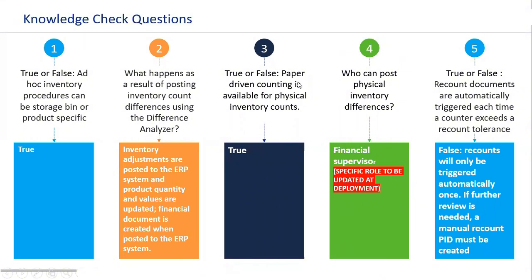True or false, paper-driven counting is available for physical inventory. That's true. You can print a paper version of the physical inventory documents. Who can post physical inventory documents within the difference analyzer? That would be the financial supervisor. Linking in with that, recount documents are automatically triggered each time a counter exceeds a recount tolerance. That's false. Recounts will only be triggered automatically once. If further review is needed, a manual recount physical inventory document must be created.